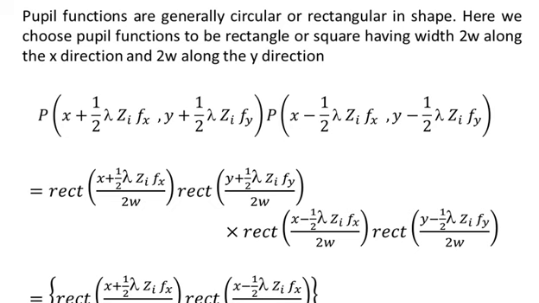We can also locate that the center of the first pupil function, the first rect function, is at x is equal to minus half lambda z i f x, and the second rect function corresponding to the first pupil has a center at y is equal to minus half lambda z i f y, and each rect has a width of 2w. And similarly the rect corresponding to the y direction has a width of 2w and is located at different values of x and y.